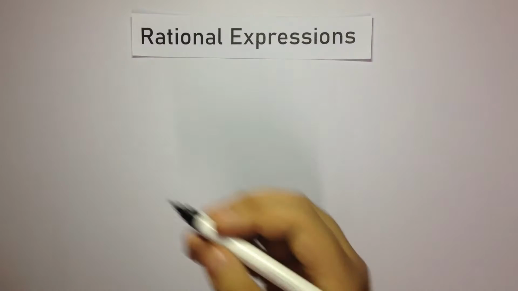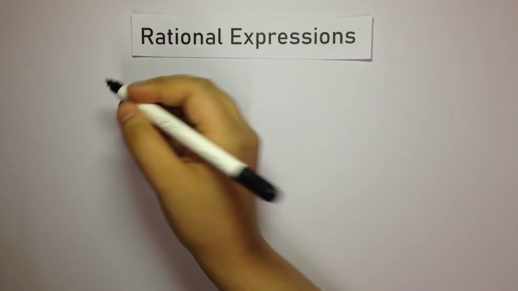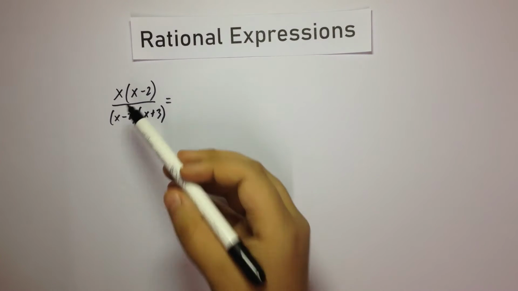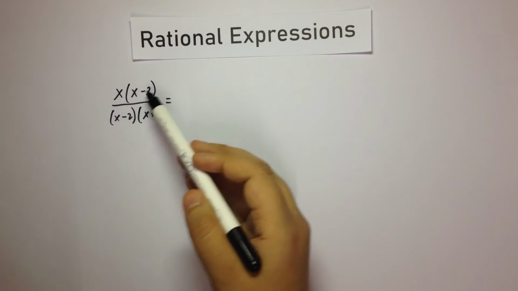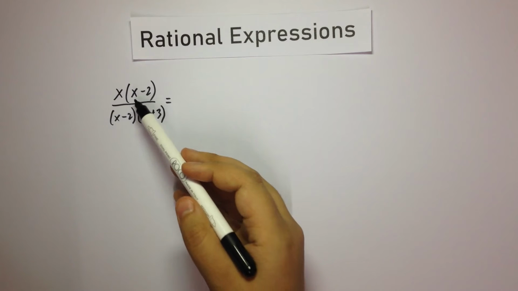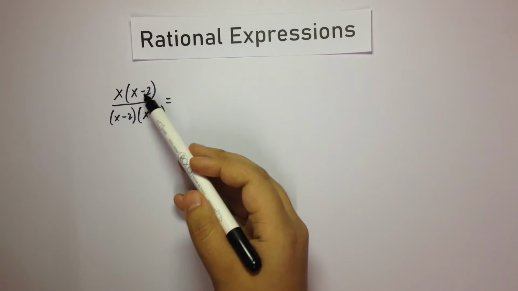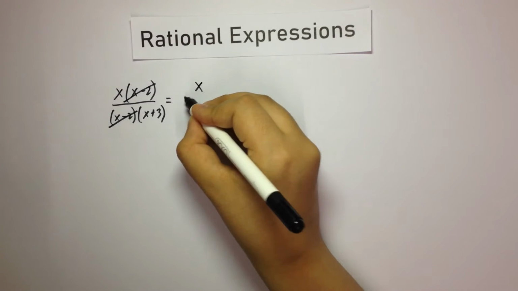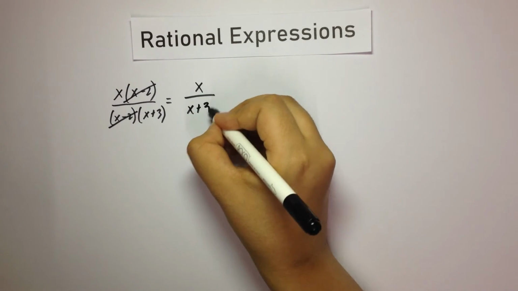A rational expression has been reduced to lowest terms if all common factors from the numerator and denominator have been cancelled. So our first example of a rational expression is (x minus 2) times x over (x minus 2) times (x plus 3). In this rational expression, you can see there is a common factor in both the numerator and the denominator. If you see a common factor, it means you can cancel it, which makes the final answer x over (x plus 3).